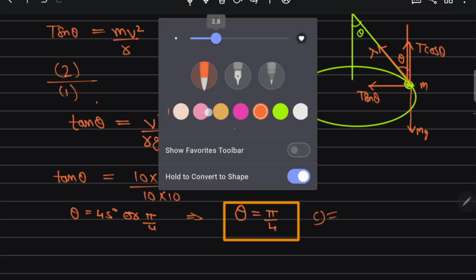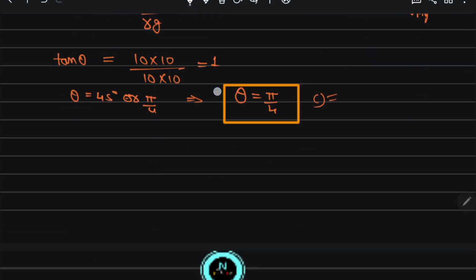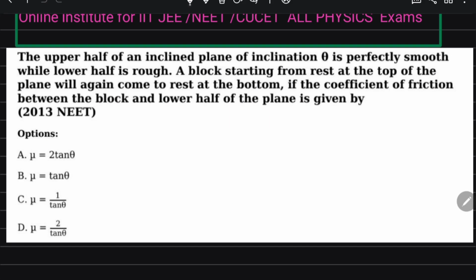I proceed for the next question. The upper half of an inclined plane of inclination theta is perfectly smooth, while the lower half is rough. A block starting from rest at the top of the plane will again come to rest at the bottom. If the coefficient of friction between the block and the lower half of the plane is given by.